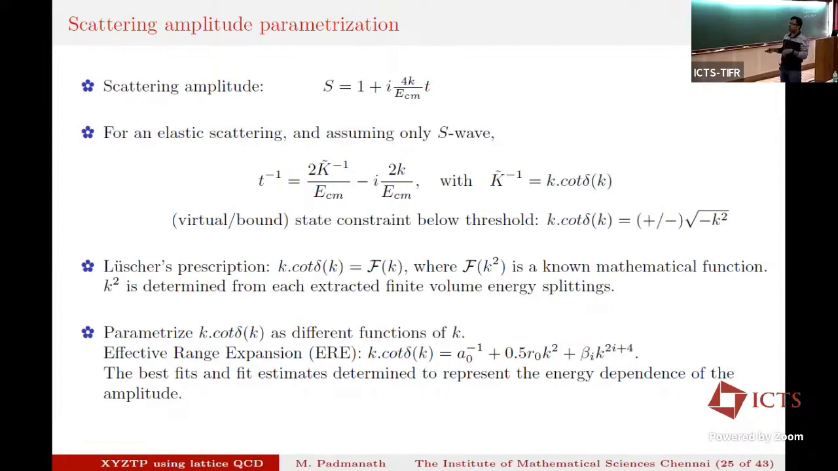And what this Lüscher prescription, whatever I discussed here, provides is a way of evaluating this K cot delta using finite volume energy levels. Once you have a list of such K cot delta for different energies, you can parameterize the energy dependence of the scattering amplitude, and then you can extract the information about poles in the scattering amplitude.